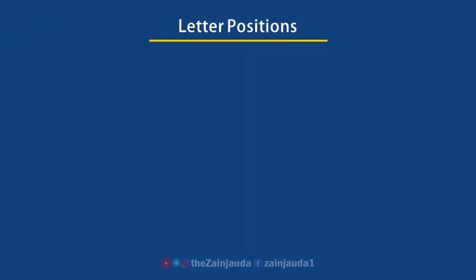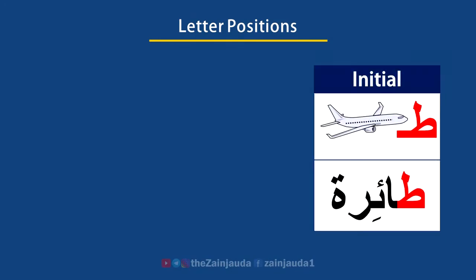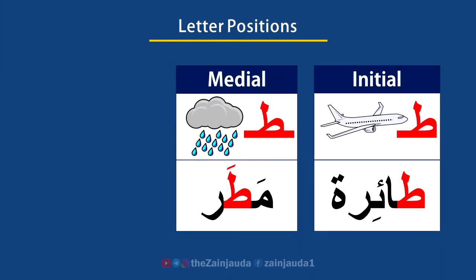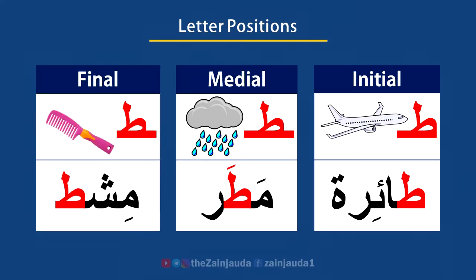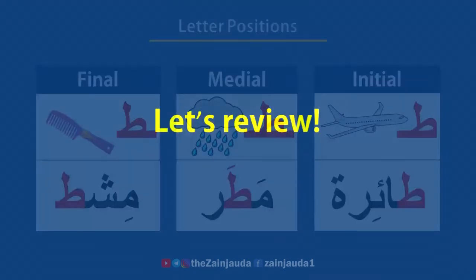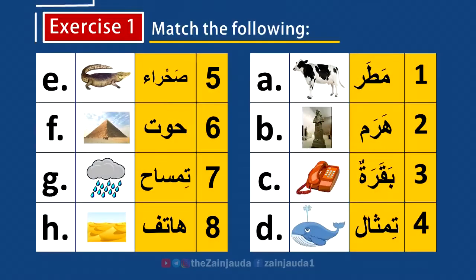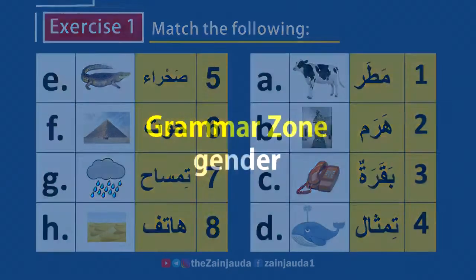And the positions of the letter: in the initial position, ta'ira; in the medial one, matar; and in the final position, mashat. Now let's review some keywords. This is exercise number 1. Match the following keywords with their pictures. Please leave your answers in the comment or in the group.